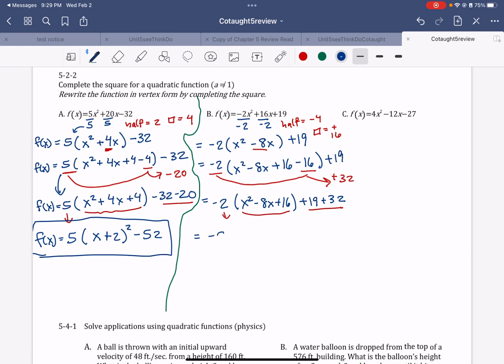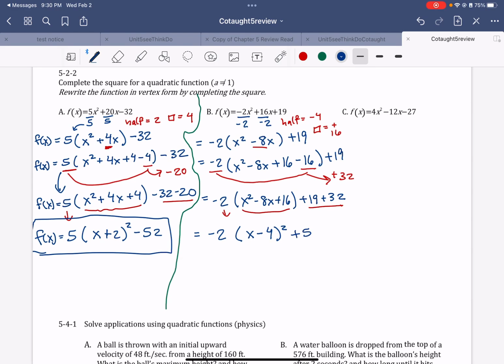So the negative 2 stays. My perfect square is x minus 4 squared. Again, remember I can look at my half or just see half of what's there. And then my constants put together is, let's see, it should be 51, positive 51. And if I make a mistake, please let me know so I can fix it.